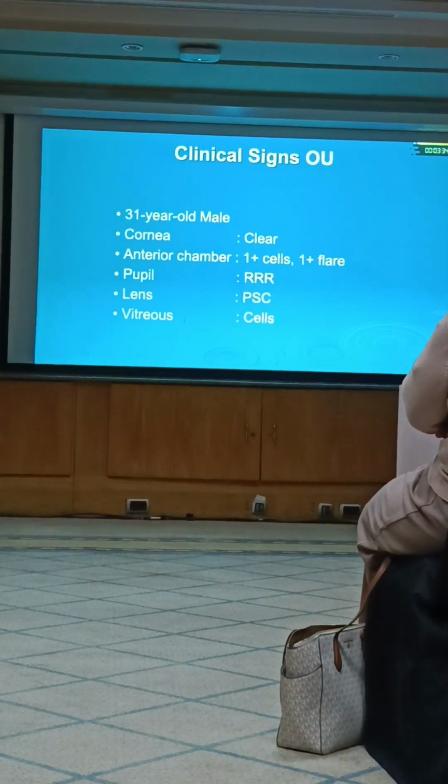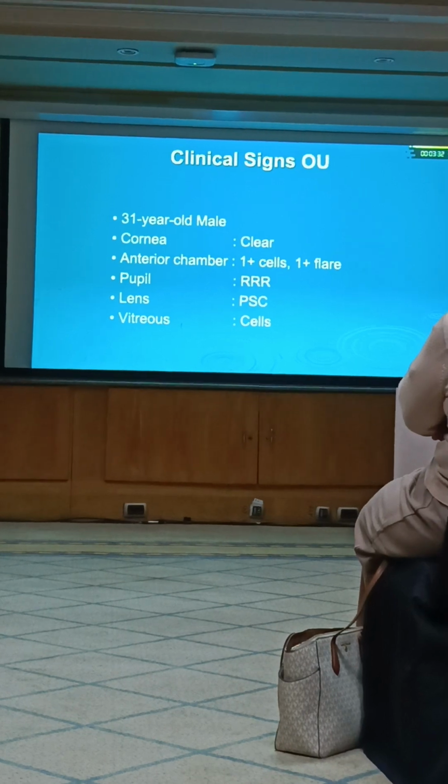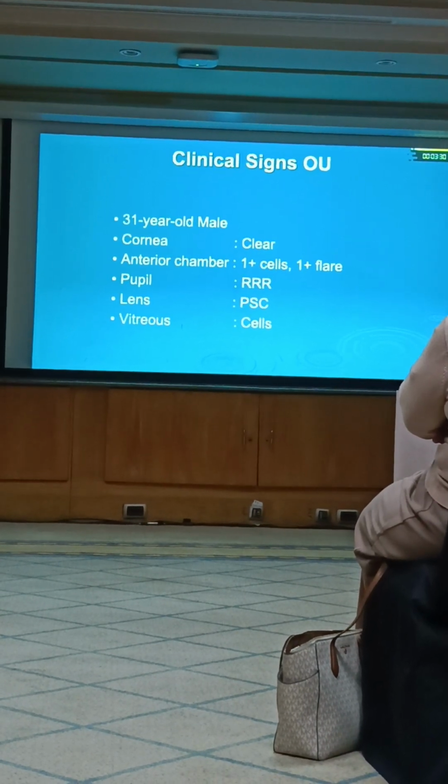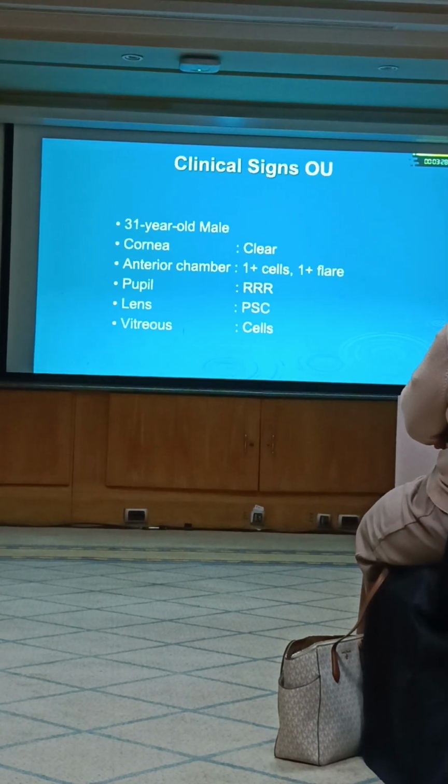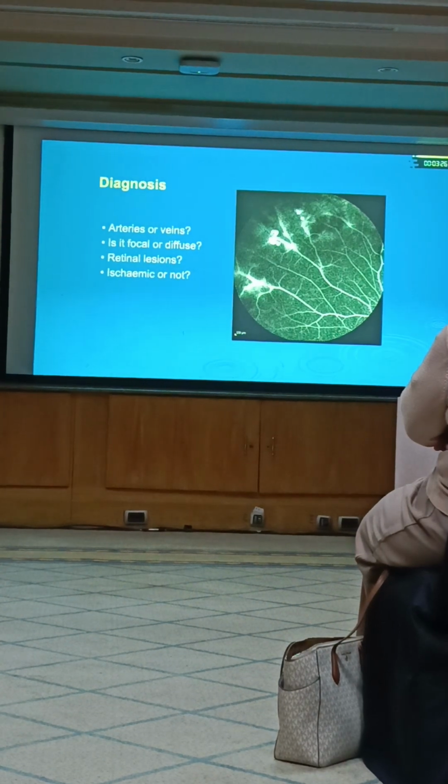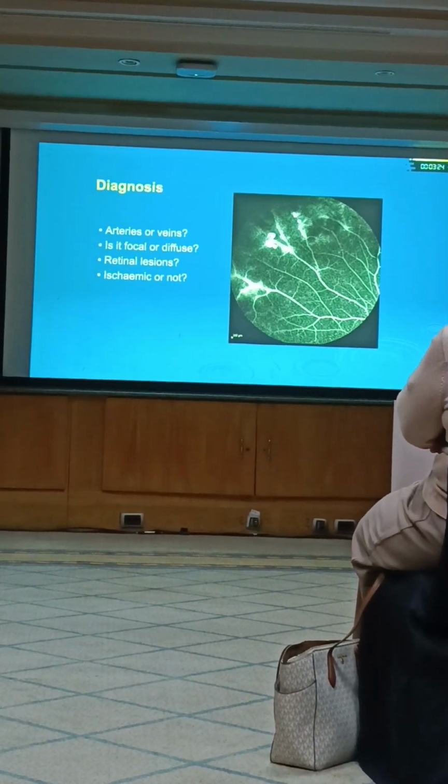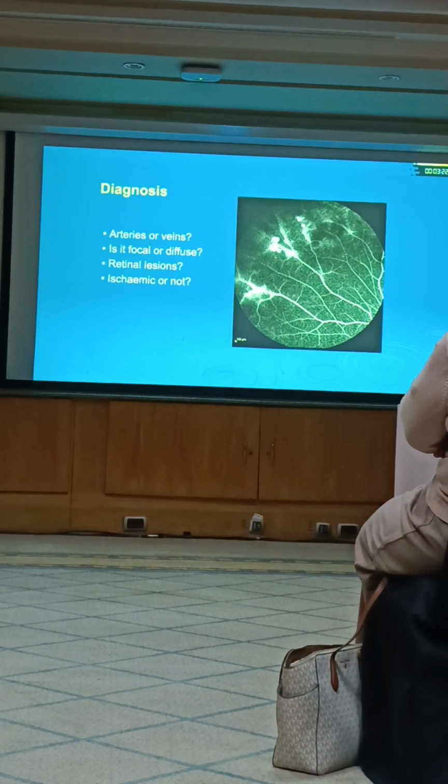I will show some of the cases. If you'd like it to be interactive, it will be nice. It's a 31-year-old male patient with mild anterior uveitis, and fluorescein angiography showed this. Can you see this? We'll try to answer the questions.